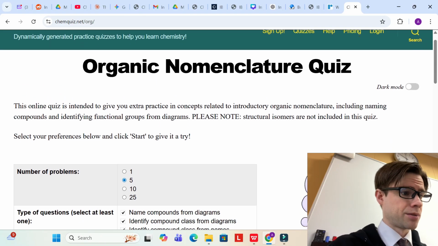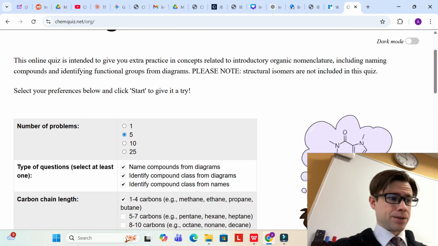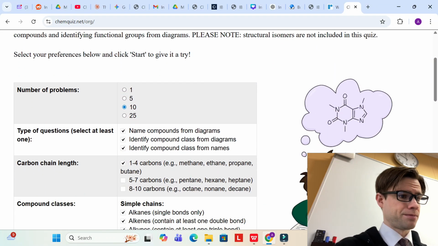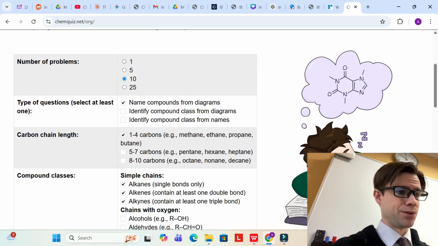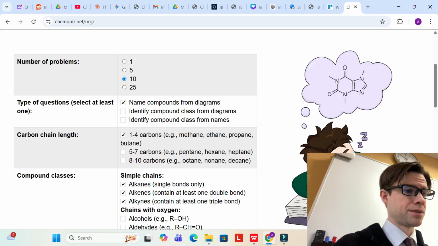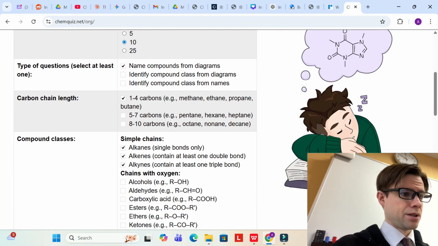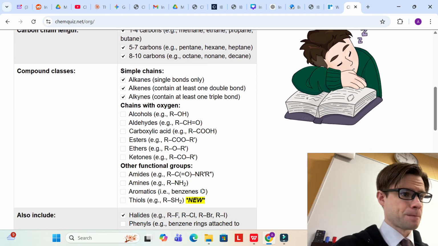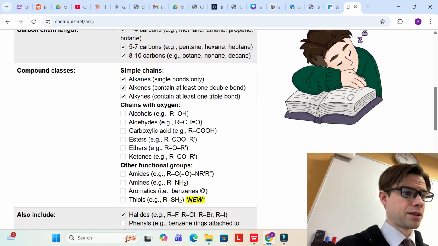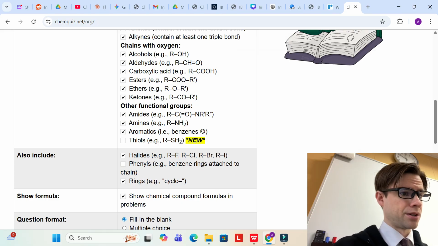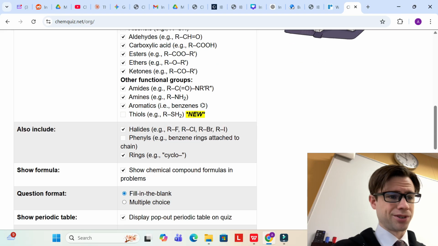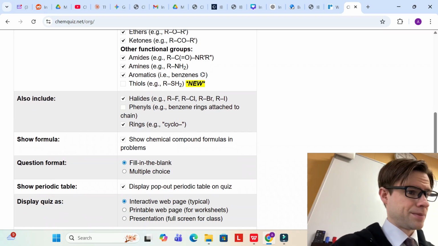chemquiz.net/org for organic chemistry. Here's all the settings. So I'm going to set this to 10 problems. Types of questions: identifying class is just too easy, but name compounds from diagrams we want, all the possible chain lengths up to 10. We want the simple chains, alkanes, alkynes, alcohols, aldehydes, carboxylic acid, esters, ethers, ketones for chains with oxygen. Other functional groups, yes: amides, amines, aromatics, benzenes. As I said, no thiols though, don't worry about that. Also include halides, phenols, and rings, yes.